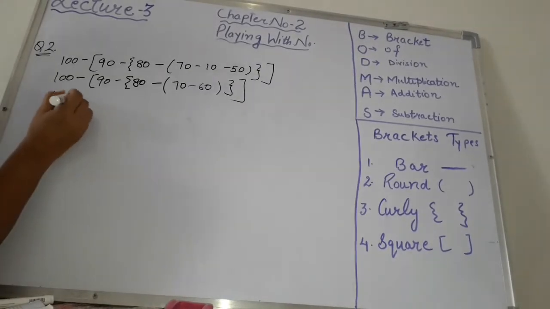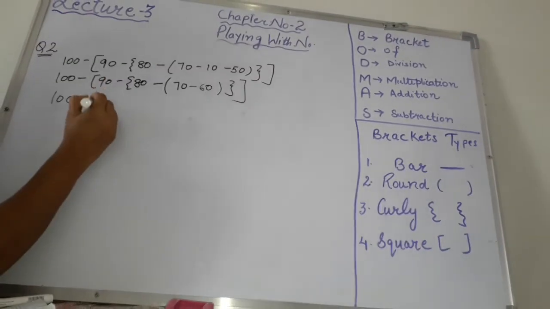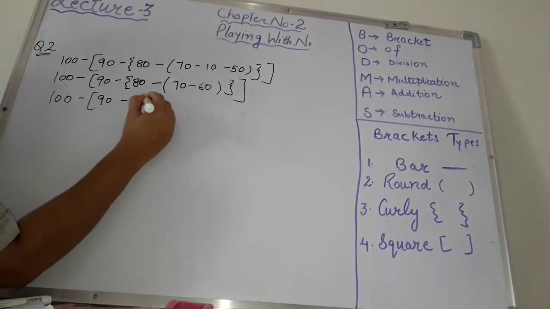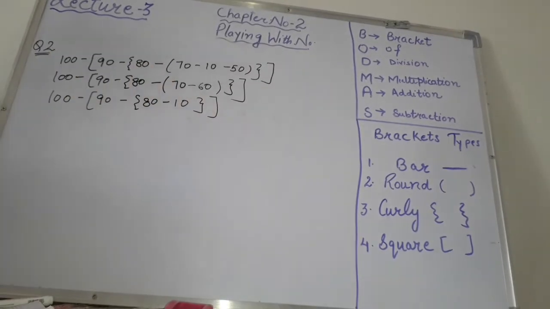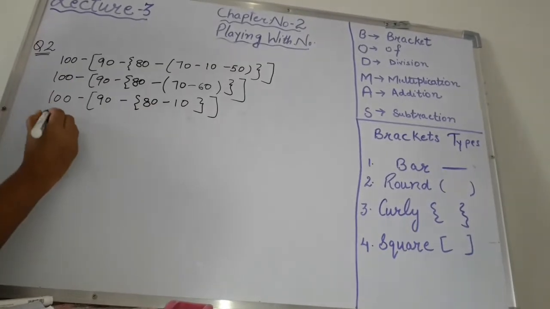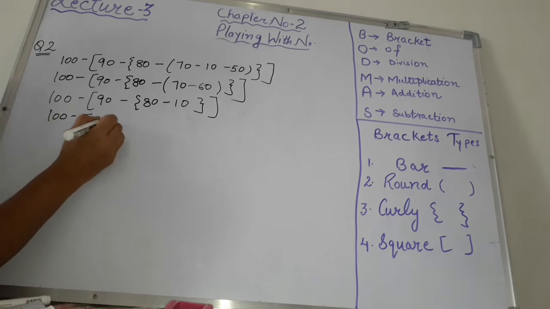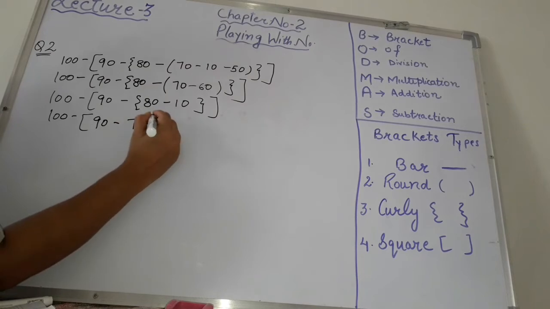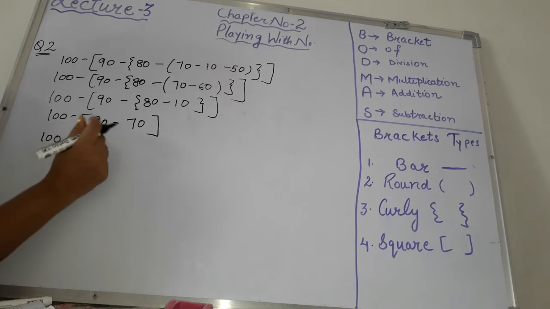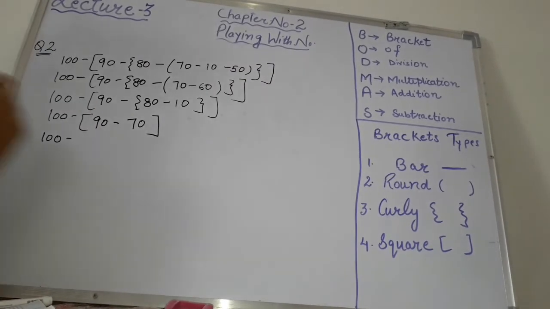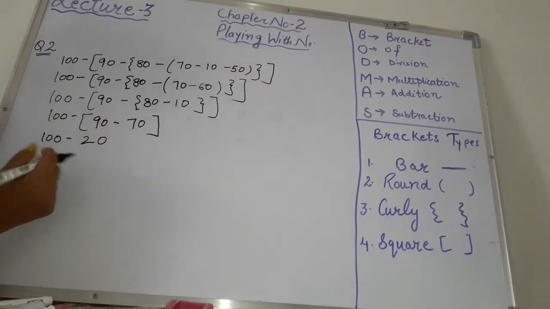Now again 100 minus, now I have solved my round bracket, 90 minus curly bracket starts 80 minus 70 minus 60 becomes 10. Then curly bracket closed, then square bracket closed. Now I have completed the round bracket. Now I will solve my curly bracket. 100 minus 90 minus 10, 80 minus 10 is 70. Then again square bracket closed. Then 100 minus 90 minus 70 becomes 20. Then 100 minus 20, it becomes 80.